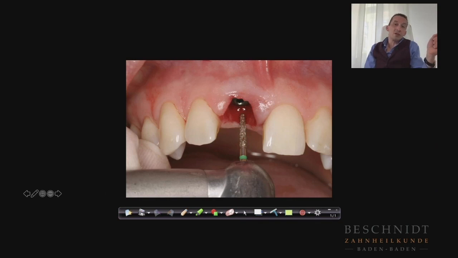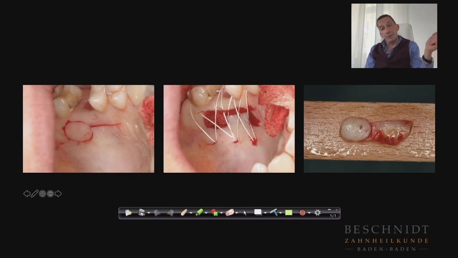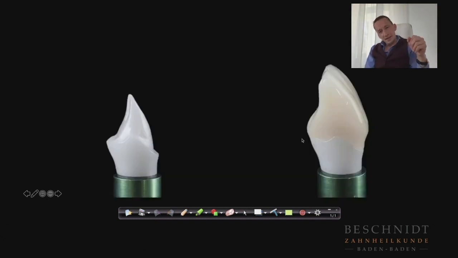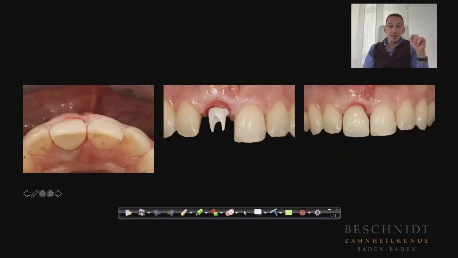Then I ground off the junctional epithelium. I did a pouch preparation to the buccal site. I took off a combined graft from the hard palate and I closed the socket. During the healing time, the dental technician produced a platform switched final zirconia abutment and a long-term provisional. After 4 months, we did a very tiny uncovering.